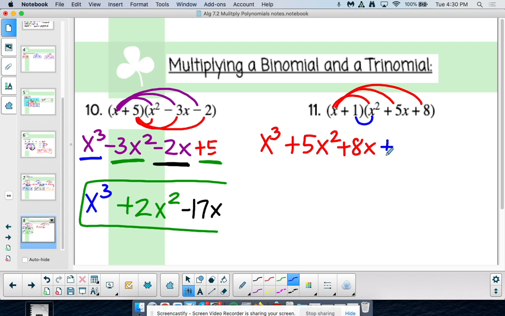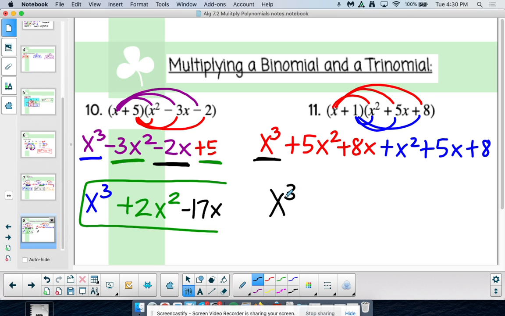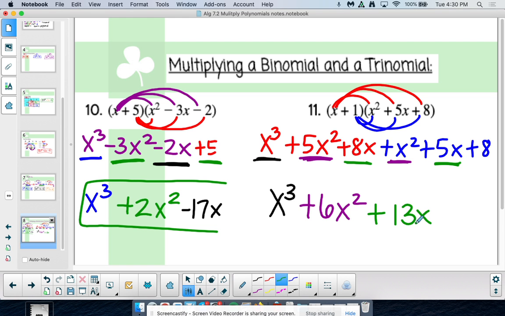1 times x squared is x squared. 1 times 5x is 5x. And 1 times 8 is 8. Combine our like terms. Start with our biggest exponent, which is a 3. Don't have any more, so I'm just going to drop down that x cubed. Moving on to our squares. 5x squared plus 1 more gives me a total of 6x squared. Let's see here. Go to our x's. 8x plus 5x gives us a total of 13x. And we can't combine that 8 with anything, so we're going to leave it there.